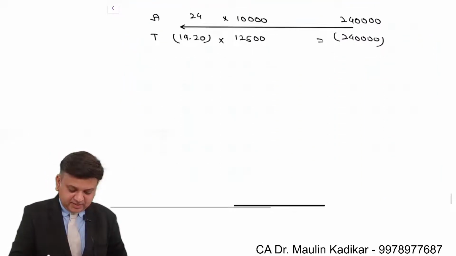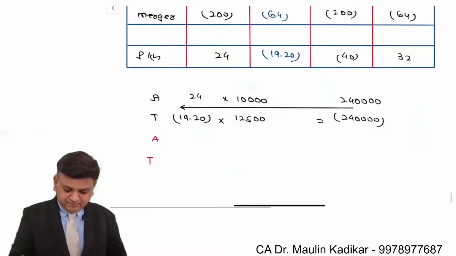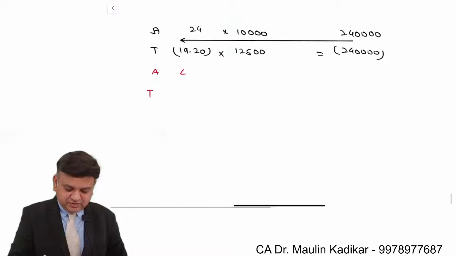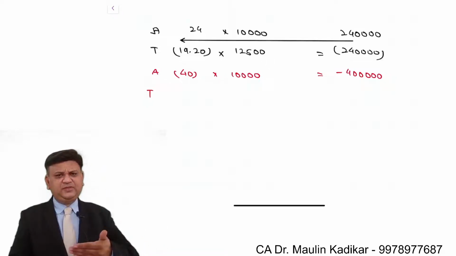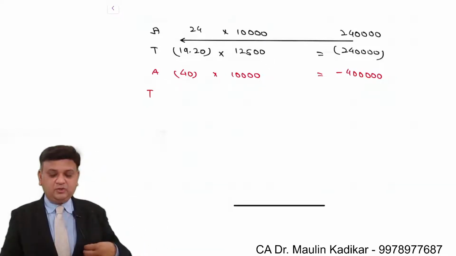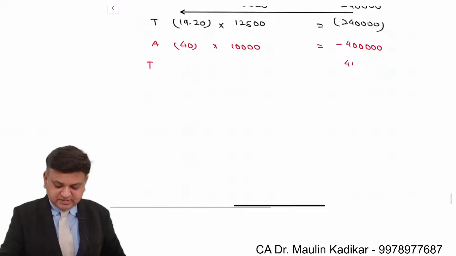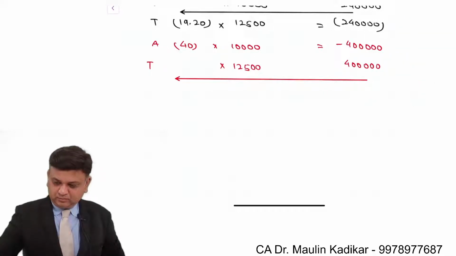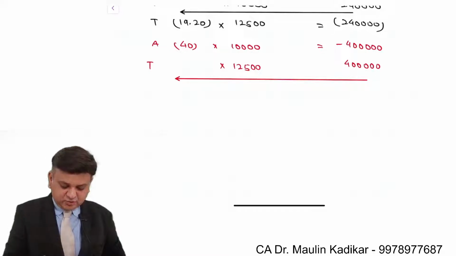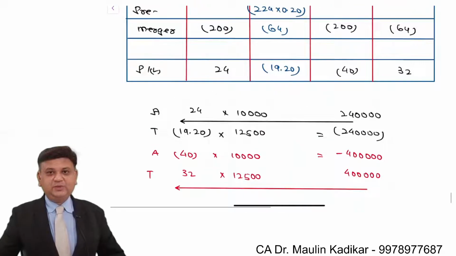So again we will have the acquiring company and target company. The acquiring company is having a loss of 40 rupees per share into 10,000 number of shares. That comes to a loss of 4 lakhs. Whatever the sacrifice by A itself is gained by T. That is an amount of 4 lakhs. What is the number of shares of the target company? 12,500. So I request again to use a calculator. 4 lakhs upon 12,500. That comes to 32 rupees per share. So please add an answer.